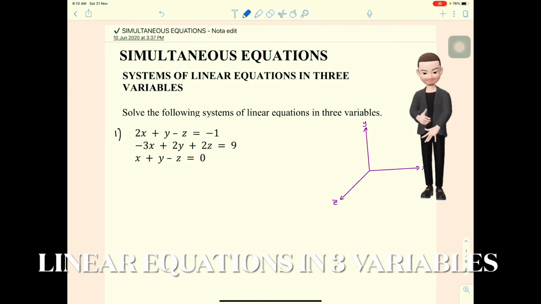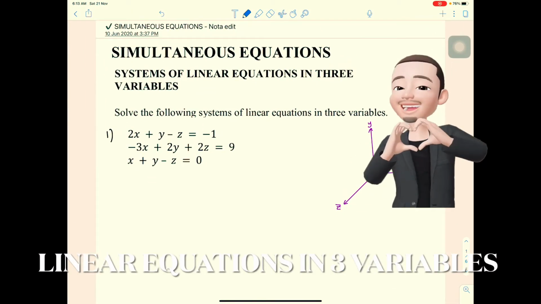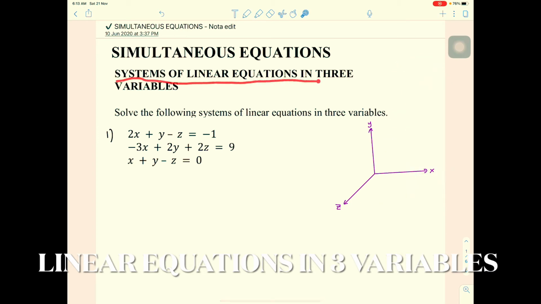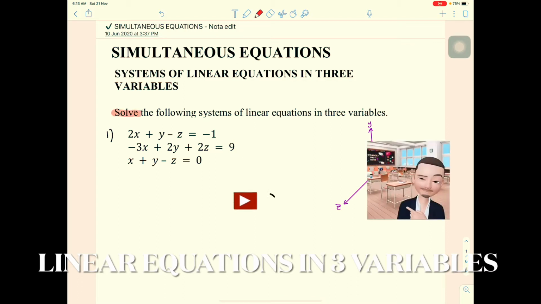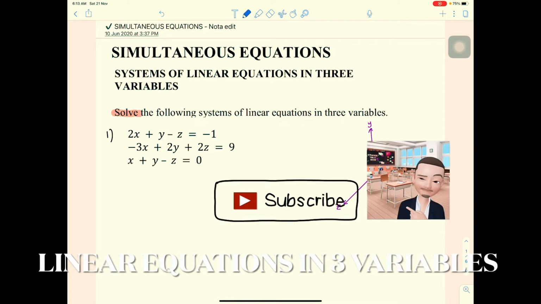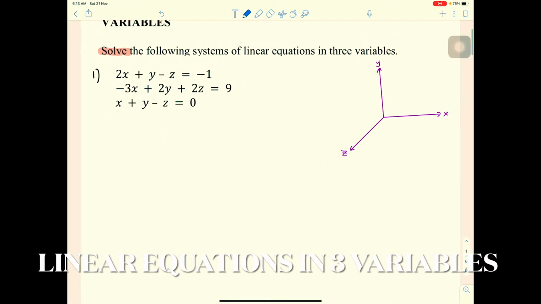Afternoon to everyone. Okay, now let's discuss topics in simultaneous equations, which is a system of linear equations in three variables. Let's go straight to the example. Example number one: solve the following system of linear equations in three variables. This is the first example that we want to discuss.